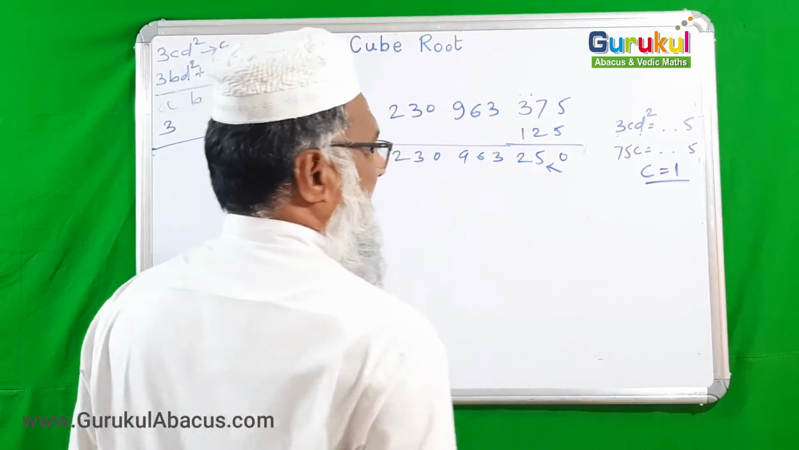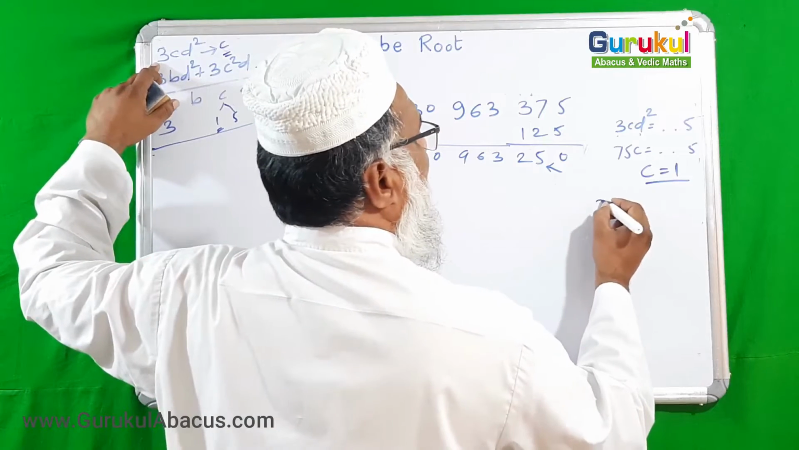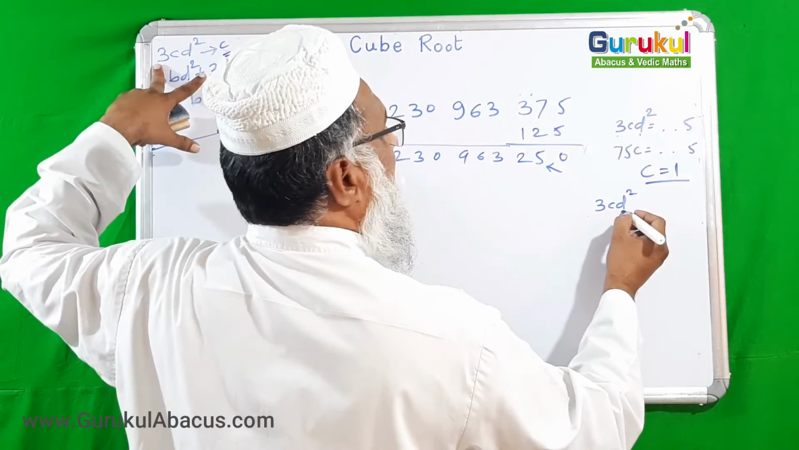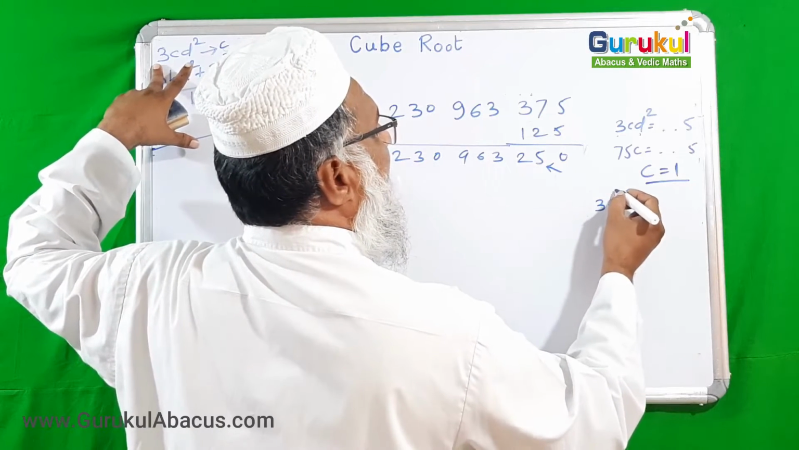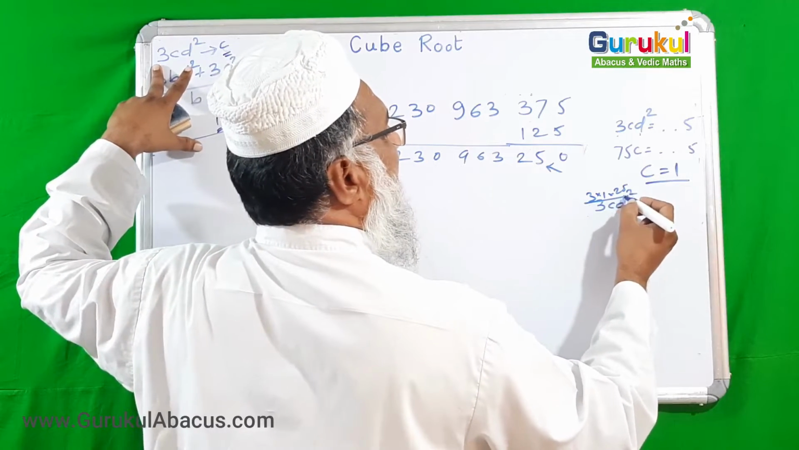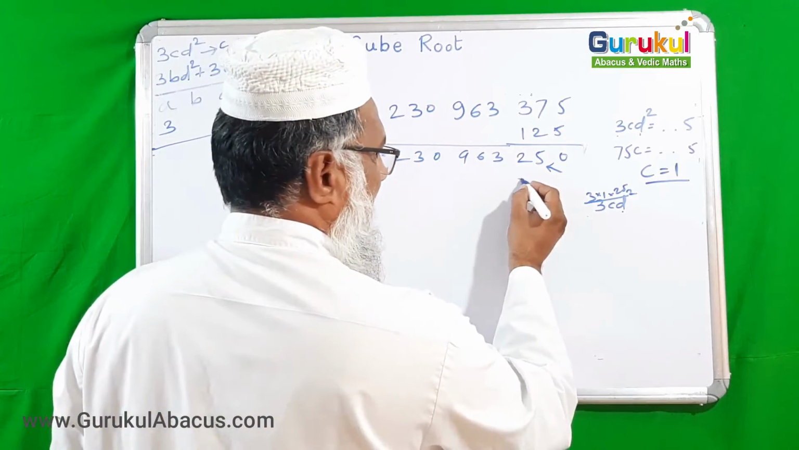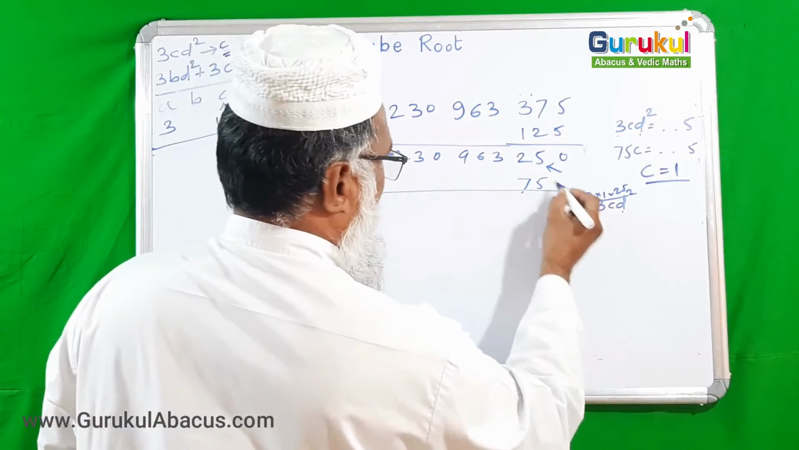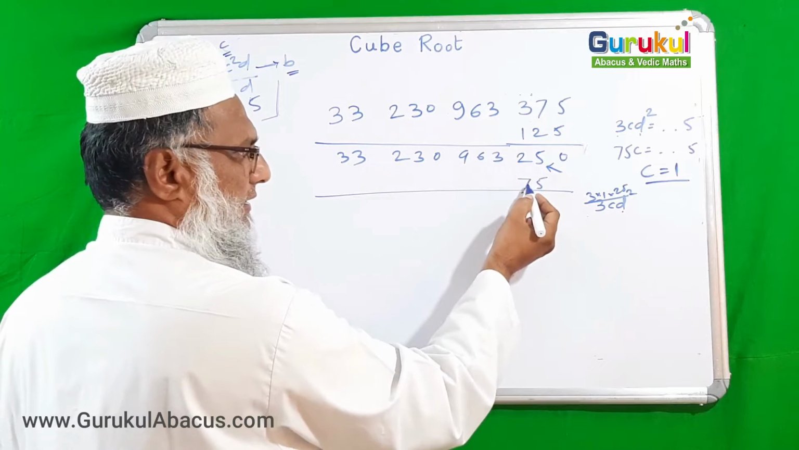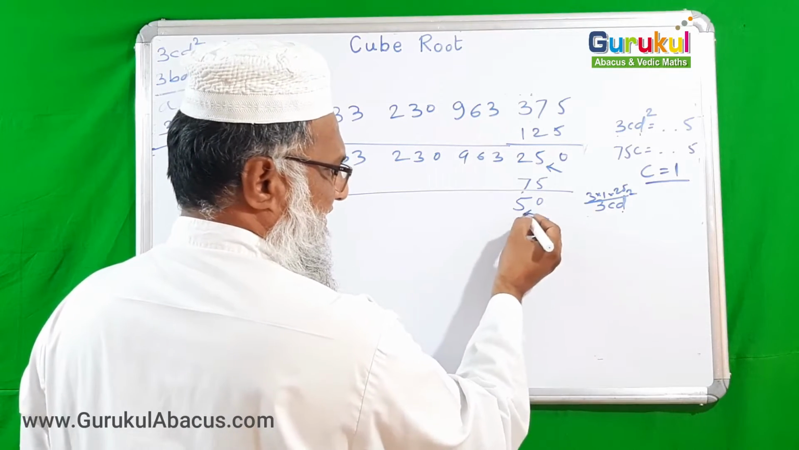Now we are going to find 3cd square. The value of d is 5, so d square is 25. C we defined as 1, and 3 times that is 3. So together this term's value is 75. This value 75 we are subtracting. The ending digit comes 0, we know it, and now taking 1 from here, 12 minus 7 is 5. So this is a digit.